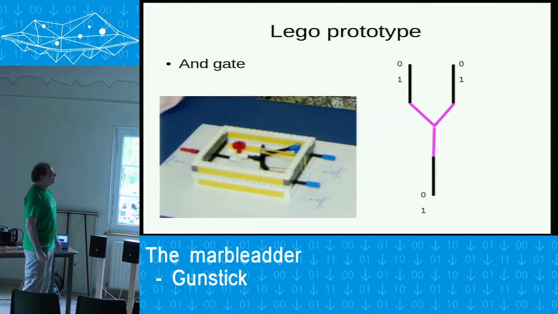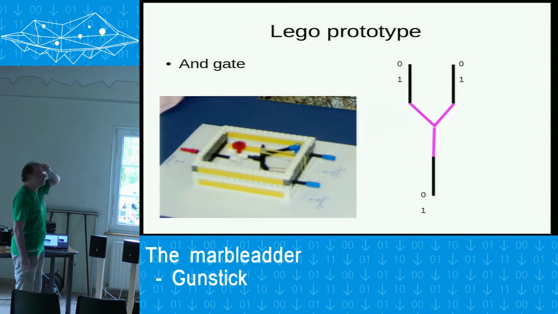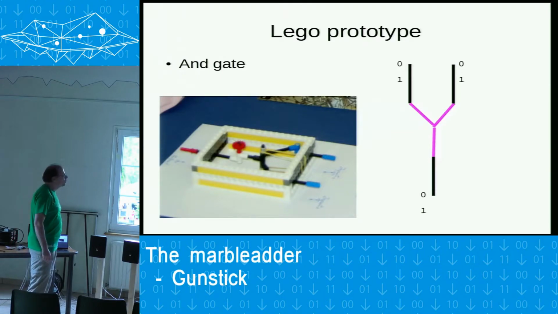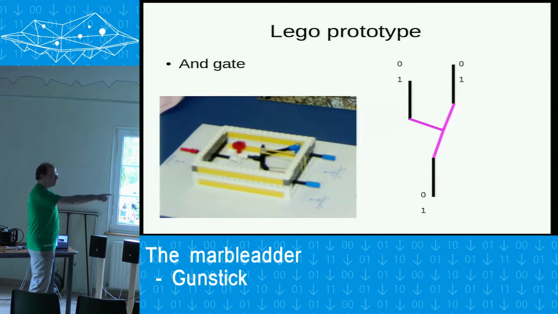So we built a Lego prototype. That's the AND gate. It has a 1 result only if there are two marbles coming from the top. One marble on the left goes like that. At the bottom you see it's still 0. One marble from the right, still 0.